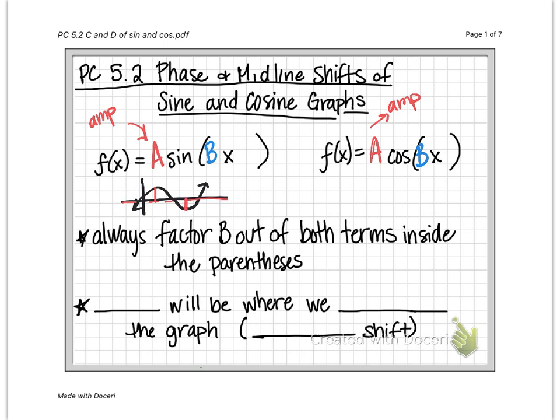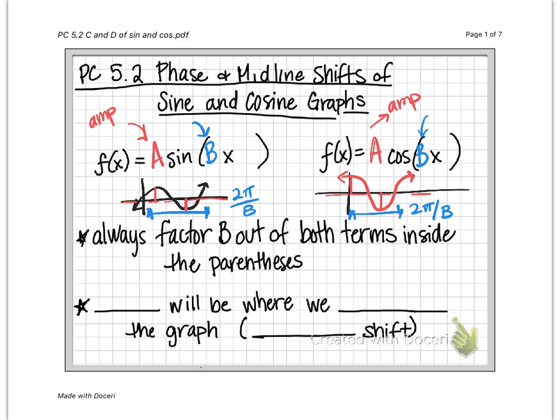Okay, and then for cosine, it's like this. So here's our midline, midline to a high point, midline to a low point. That is our amplitude. B helps us determine the period. B itself is not the period, but B helps us determine the period. So remember, 2 pi over B gives us 1 full period of sine and cosine.